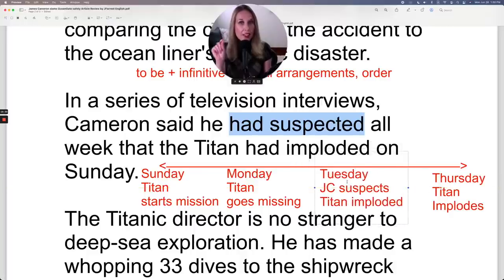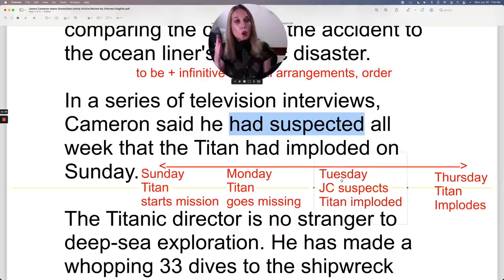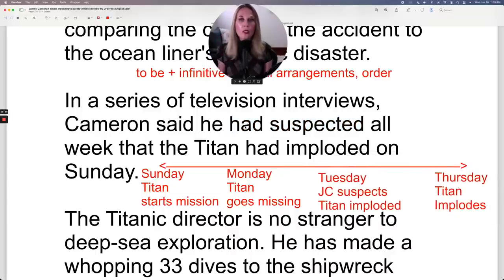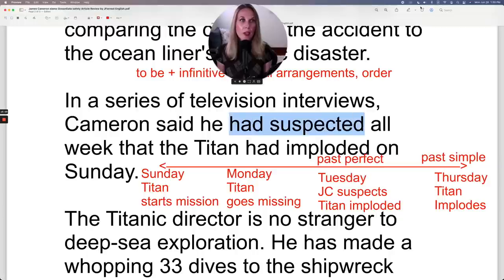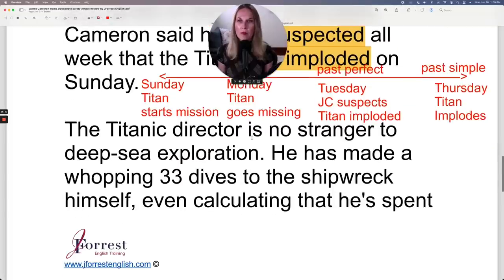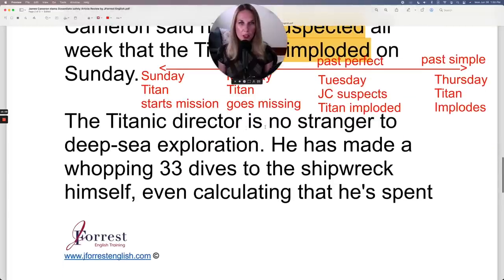But before that happened here, now, because this is a past in the past, this is the past, and this is an earlier past action, we use the past perfect. So we have our past simple. And for the earlier past action, we have the past perfect to talk about a past in the past. So that's why we have here had suspected and had imploded. Let's continue on. The Titanic director is no stranger to deep sea exploration.